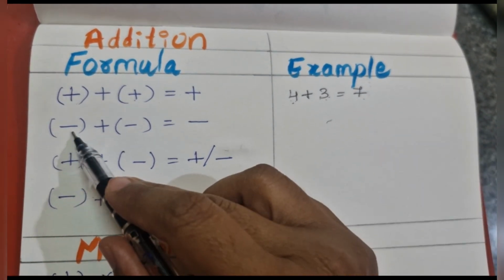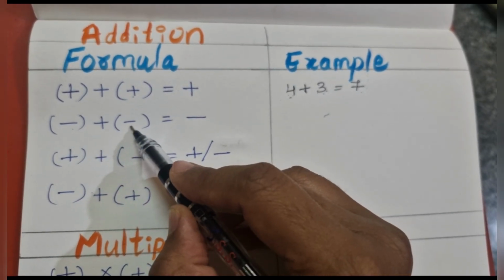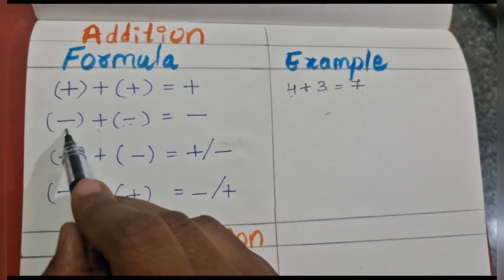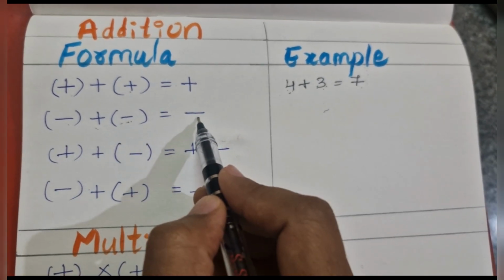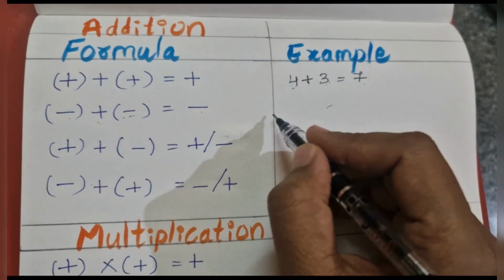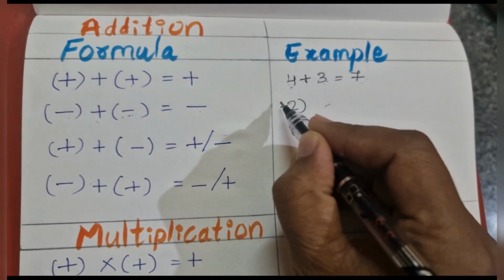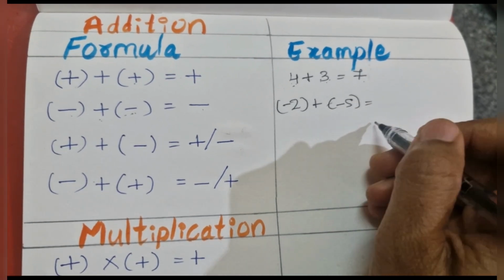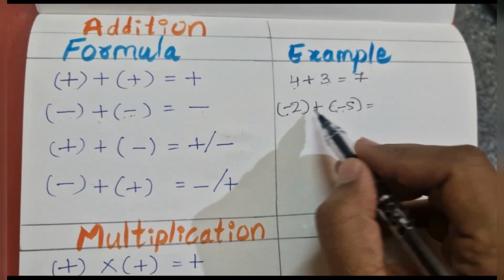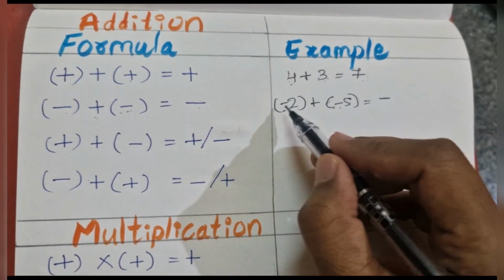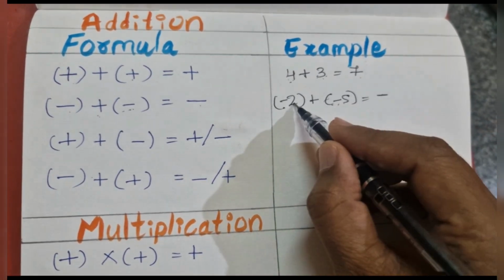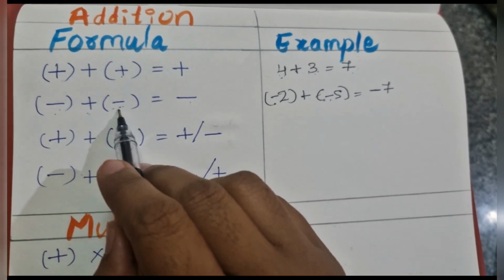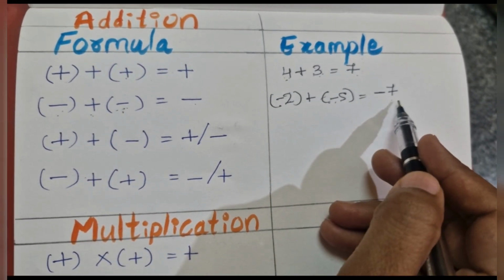Next, if one integer is negative and another one is also negative. Plus into minus, minus here. Or both the integers are negative, then what do we do? Let's see with the example. Minus 2 plus minus 5 equals. Both the signs are minus, so I put here minus. Now both the signs are same, so we should add 5 plus 2, 7. When both the signs are same, we have to add.